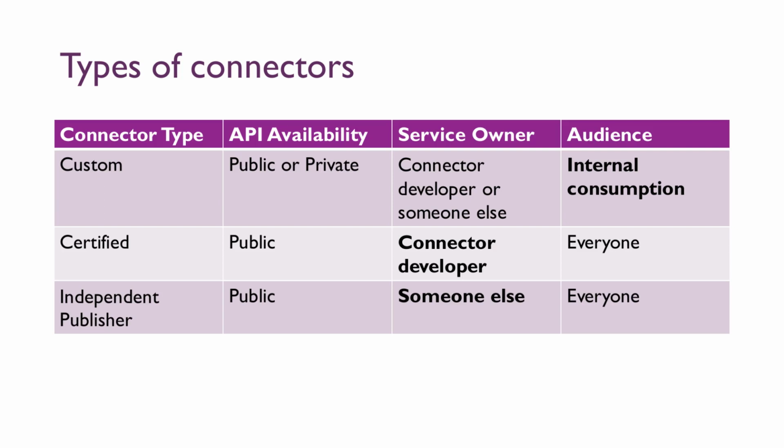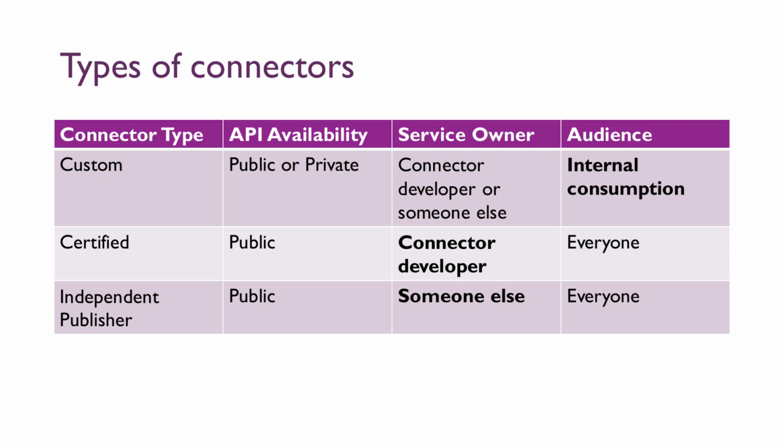And then we have the last one, and that's the independent publisher connector. That's basically the same as a certified connector, but with a big difference. And that's that the service owner, so the API owner, doesn't have to be the connector developer. So if I'm creating a Spotify connector and I don't work at Spotify, I can still submit my connector as an independent publisher connector, and it will be available for everybody around the world. That's the typical type of independent publisher. So that's one that you should really be aware of.